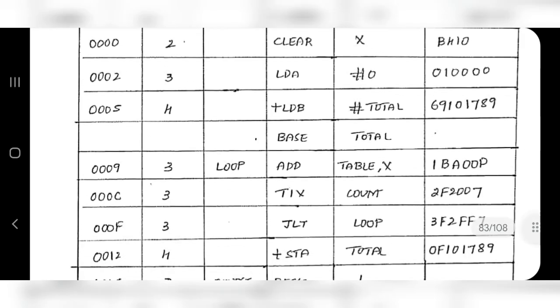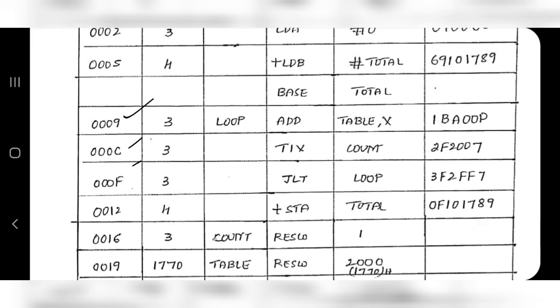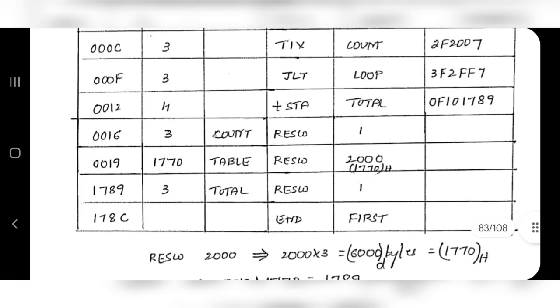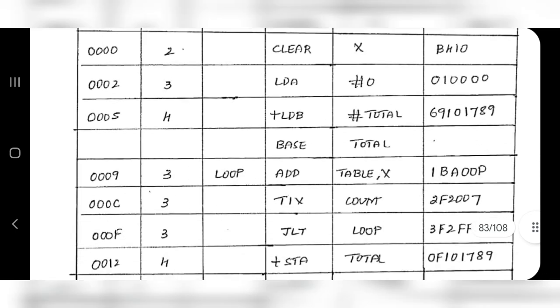For the assembler directives you won't write, like base and all, and for the rest of the things you will keep on writing plus 3, plus 3, plus 3, and here it's plus 4 because it is format 4, because there is a plus here, so format 4 will add 4 bytes. The rest of the things will add 3 bytes. If it's a reserved word, calculate the equivalent hexadecimal value and add it. Like that you will keep on adding and writing the loc ctr values.